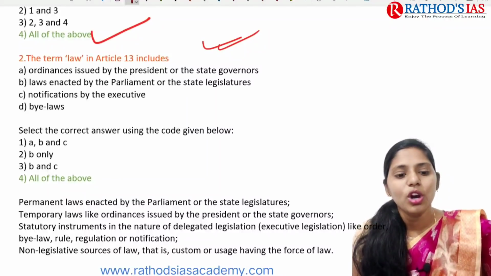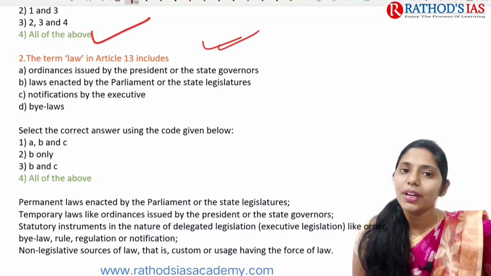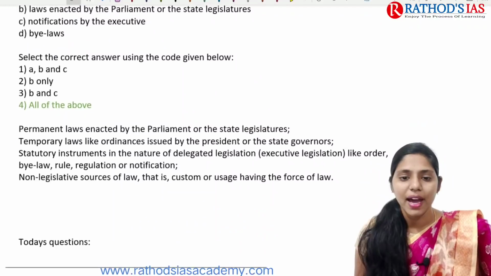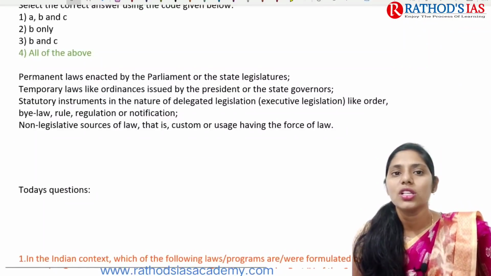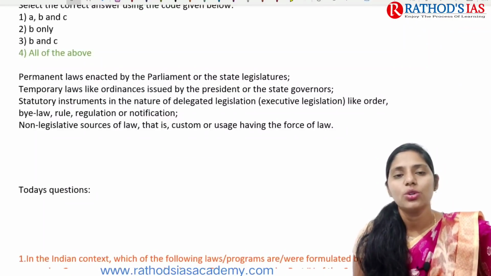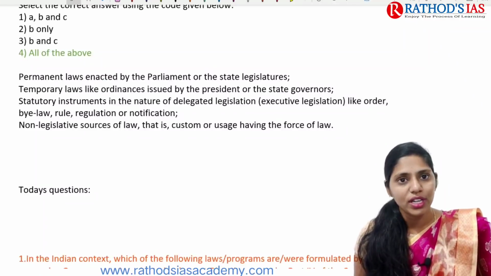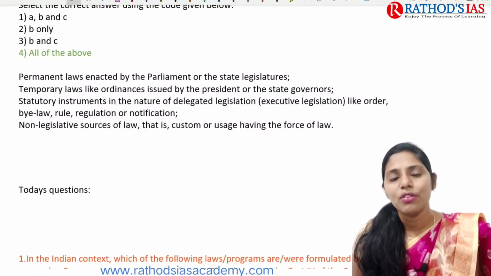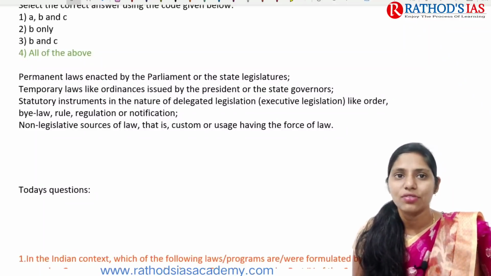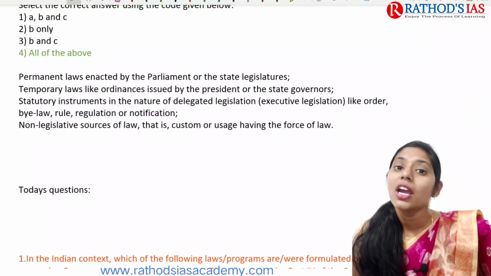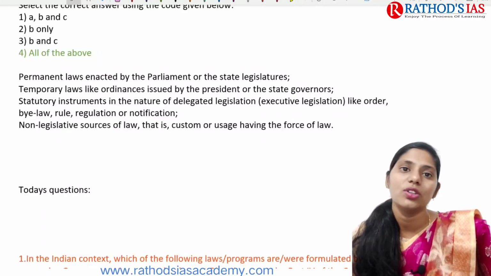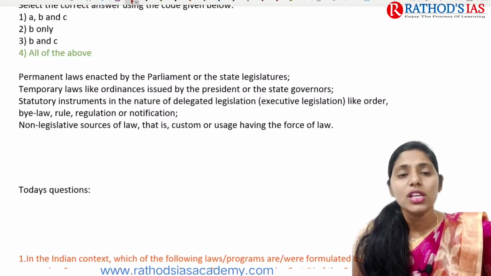So the term law mainly includes the permanent laws, which are enacted by our Parliament and our state legislature, and temporary laws like, for example, ordinances according to Article 213 and Article 123. These talk about the ordinance-making power of the President as well as our Governor. The President's ordinance-making power is Article 123 and the Governor's is Article 213 of the Indian Constitution.